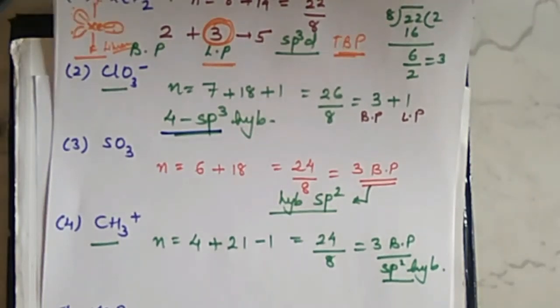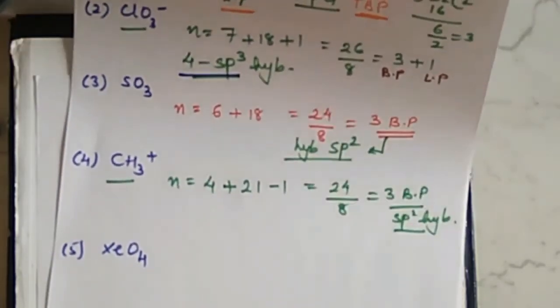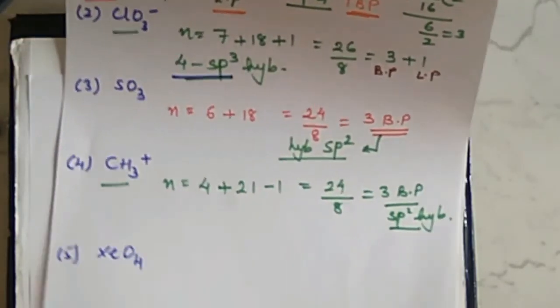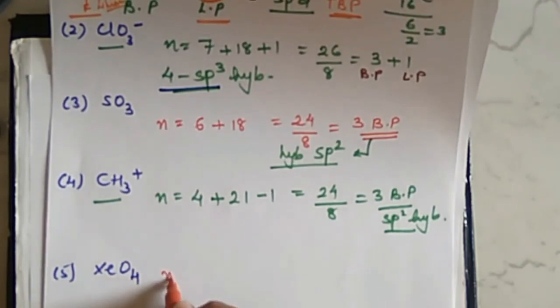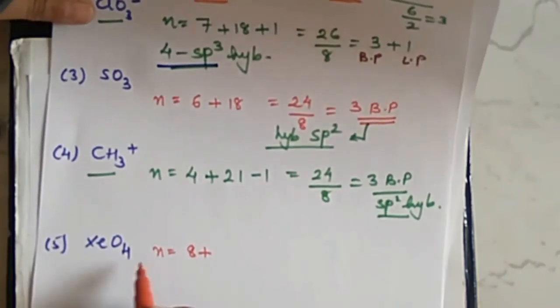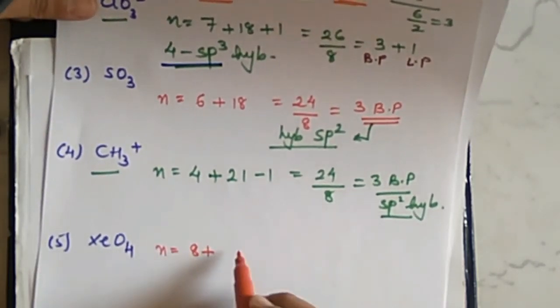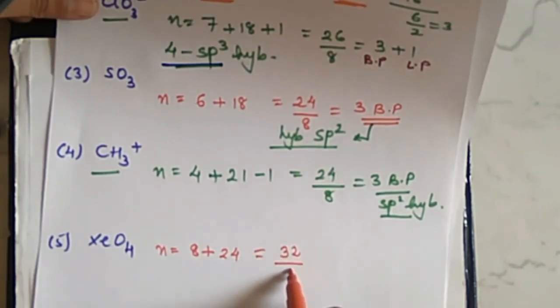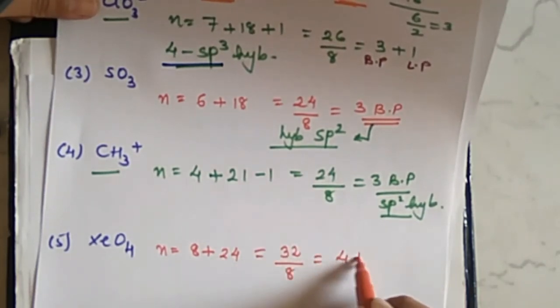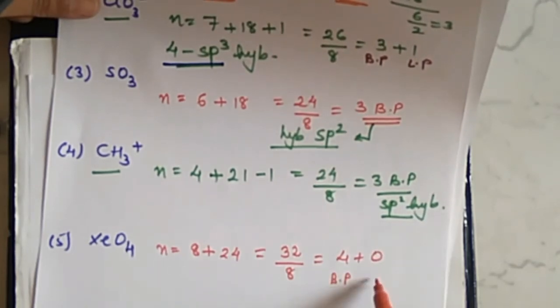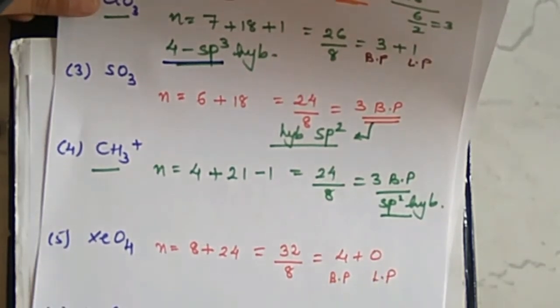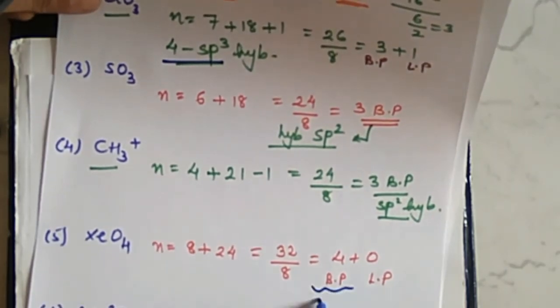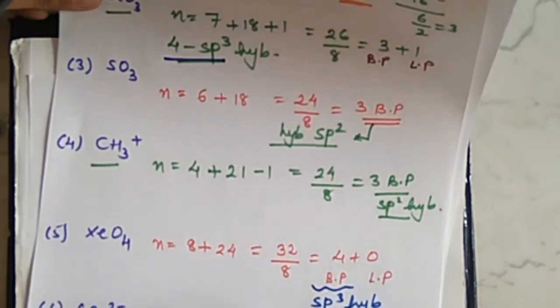One more example, XeO4, xenon tetraoxide. Xenon, number of valence electrons 8, plus 6 on oxygen, 6 4s are 24. So total is 32, divided by 8. 4 plus 0: 4 bond pairs, 0 lone pairs. So 4 means the hybridization will be sp3 hybridization. Geometry is regular because no lone pairs are present.